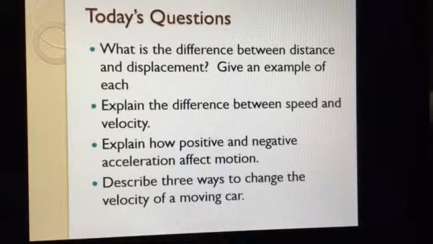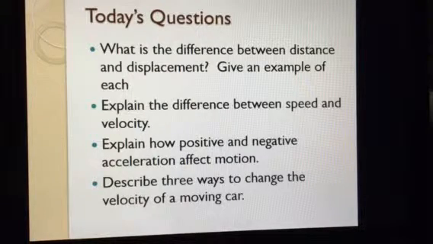And explain how positive and negative acceleration can affect motion. Remember, when we have a positive acceleration, we're increasing our speed gradually over time, so our initial speed is actually slower than our final speed. But with a negative acceleration, we're slowing our motion down. That's going to be a negative number too. And so our initial velocity is greater than our final velocity.